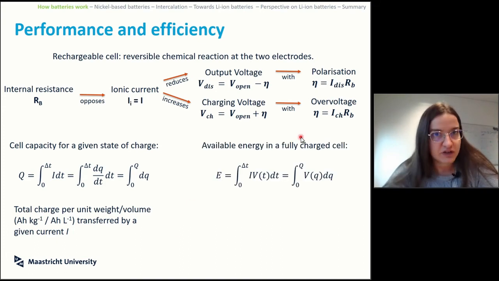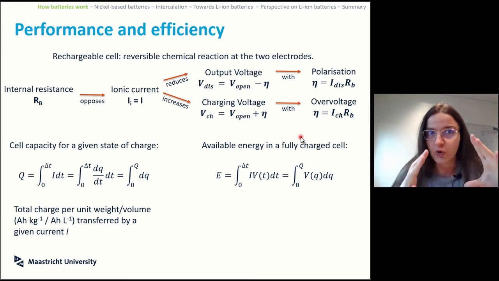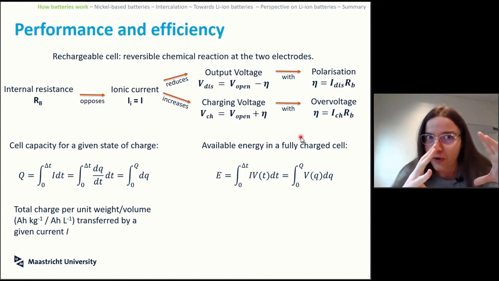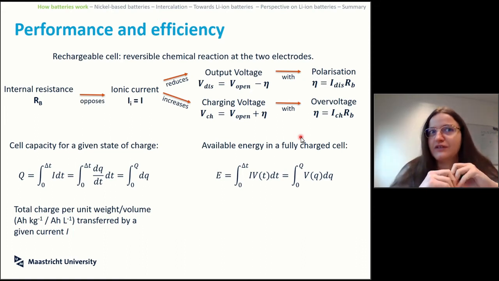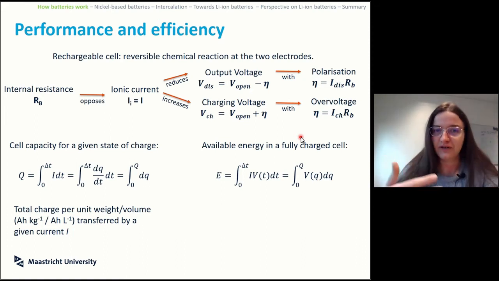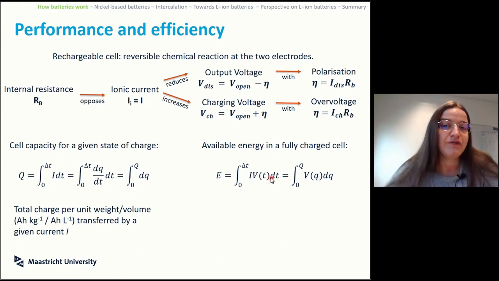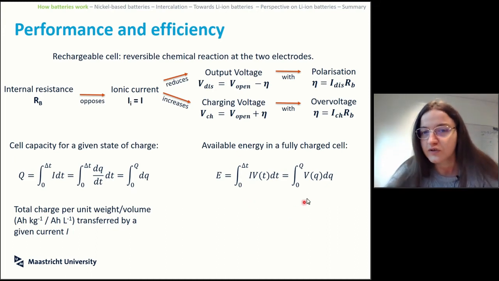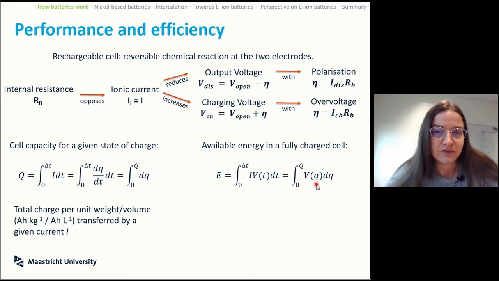Now, the available energy when your battery is fully charged, so the energy that is inherently stored in your battery before you plug it into anything, which is very powerful, because it means that this thing is ready to go, but it will stay there and will just release this energy the moment you connect it, is basically a function of the intensity and the voltage as a function of time. Once again, though, the intensity is charges per time, so you can basically consider it to be a function of the voltage per unit of charge.